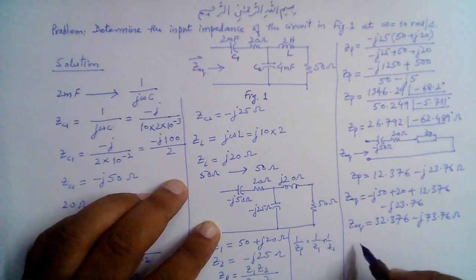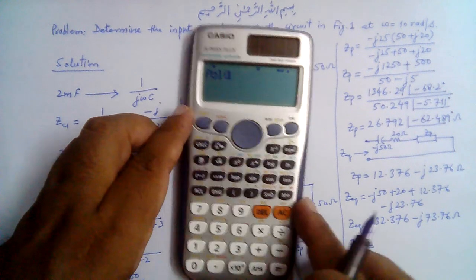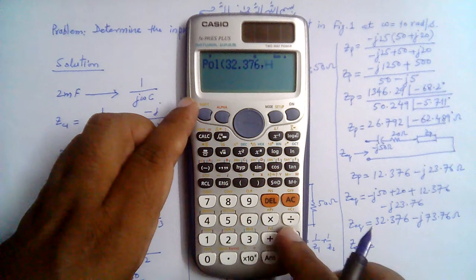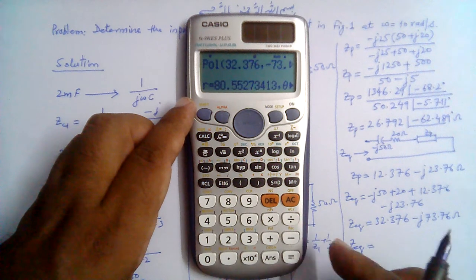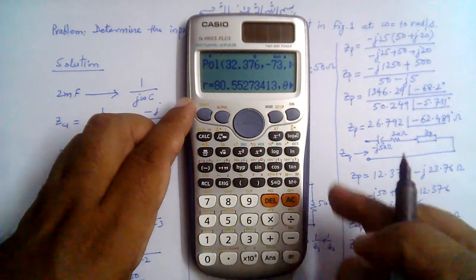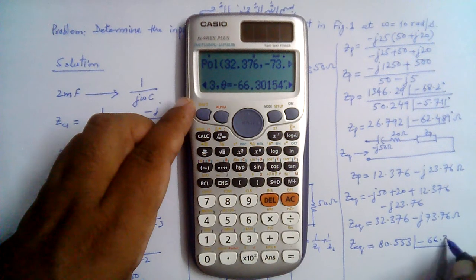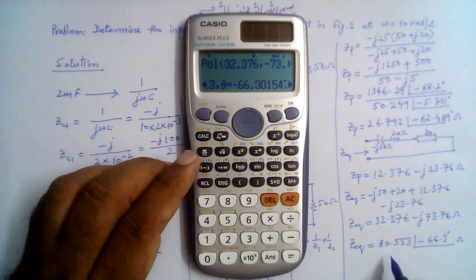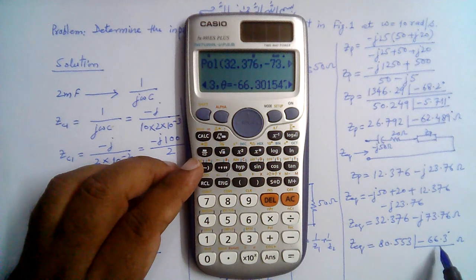So let's transform into the polar form also. So that is 32.376 and minus 73.76, that is 80.553 at an angle of minus 66.3 degrees ohms. So the effective magnitude of the impedance is 80.553 ohms, and the current leads the voltage in this impedance by 66.3 degrees.